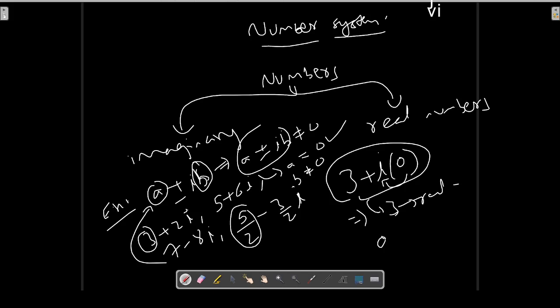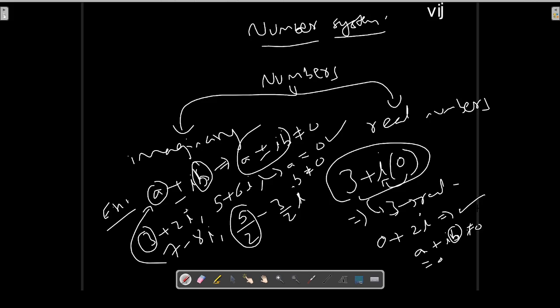And again, in this format, a can become 0, but b should not be equal to 0. Let's see, if 0 plus 2i, there is no problem in calling it an imaginary number, so this can be an imaginary number. So in the format a plus ib, b should not be equal to 0, but a can be 0.